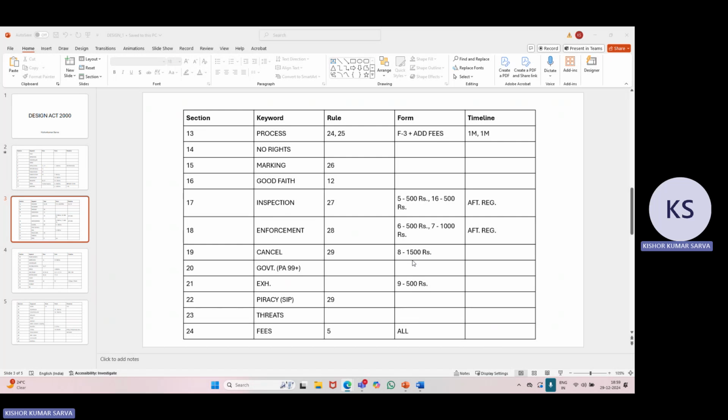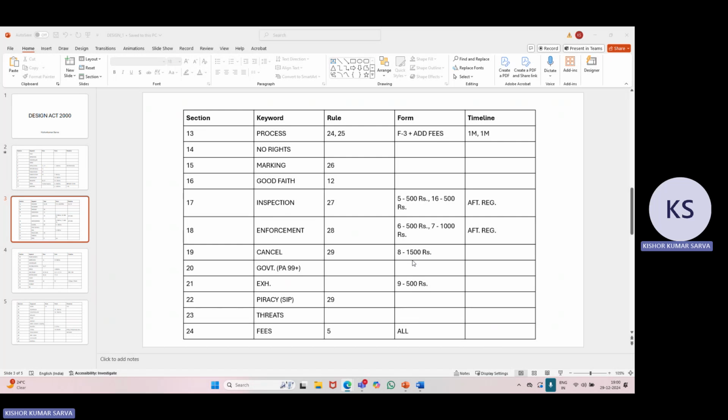Now section 23. If I have a design and I am threatening you again and again not to use my design, otherwise I will file a case, but those threats are without a proper ground, a groundless threat, then you can ask for an injunction from the controller or from the court based on section 23.